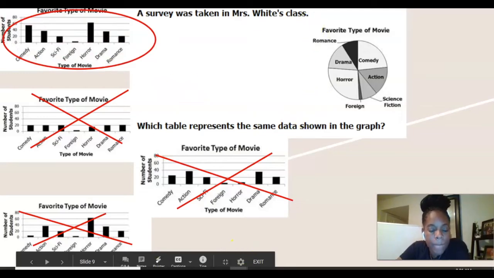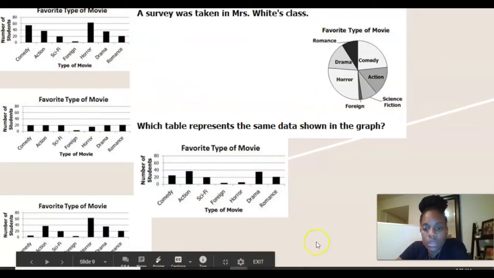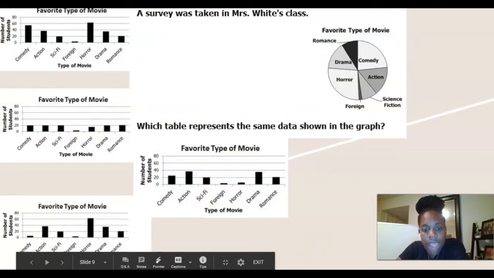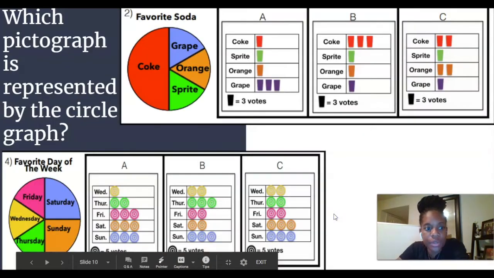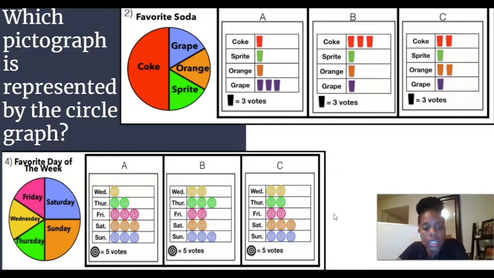All right. So now we will continue on. Here is an opportunity for you guys to look at the pictographs, and we would go ahead and figure out, based off of the pictographs, which of these within the question is represented by the circle graph.